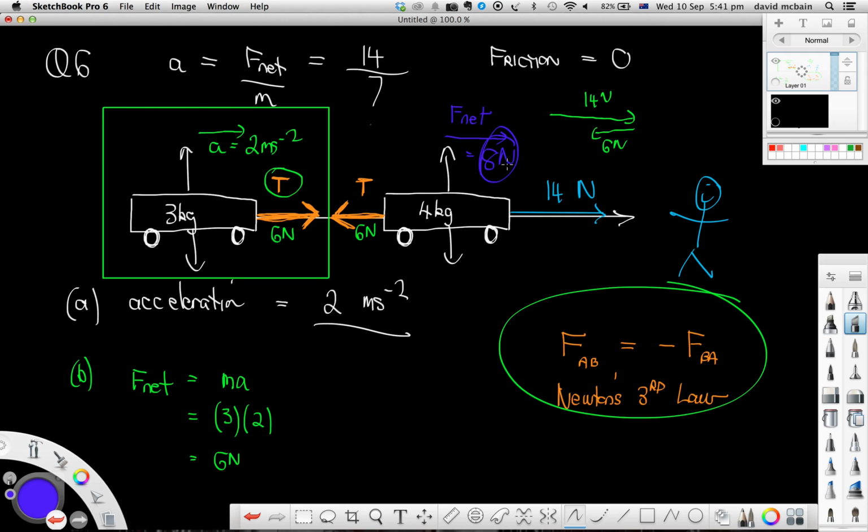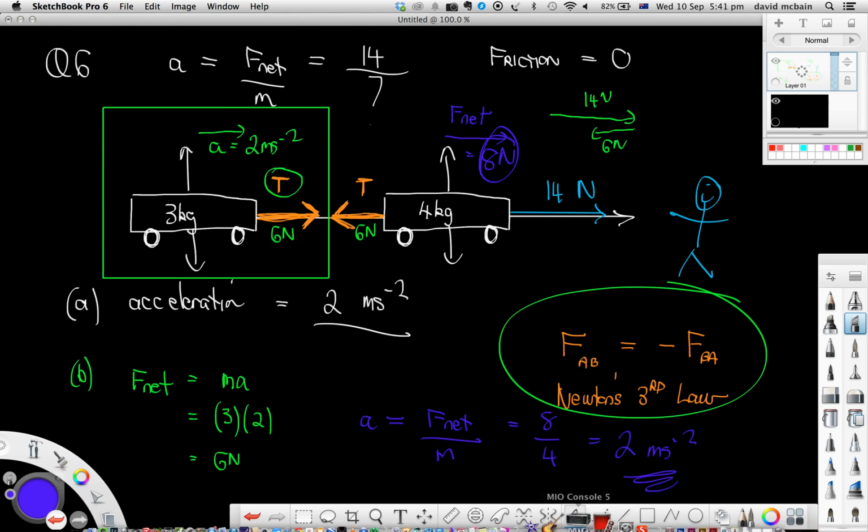Here's the net force acting on the 4 kilogram trolley. Let's work out acceleration. The acceleration will equal the net force on the trolley divided by the mass. So for the 4 kilogram trolley, the net force is 8, the mass is 4, which equals 2 meters per second squared, which is, of course, what the original acceleration was in the first place. So it all works out absolutely beautifully.